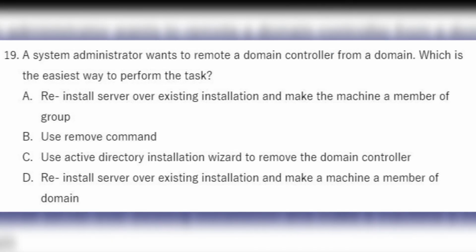Question number 19. A system administrator wants to remove a domain controller from a domain. Which is the easiest way to perform the task? A. Reinstall server over existing installation and make the machine a member of a group. B. Use the remove command. C. Use the Active Directory installation wizard to remove the domain controller. D. Reinstall server over existing installation and make the machine a member of a domain. The correct answer for this question is choice C. Use the Active Directory installation wizard to remove the domain controller.